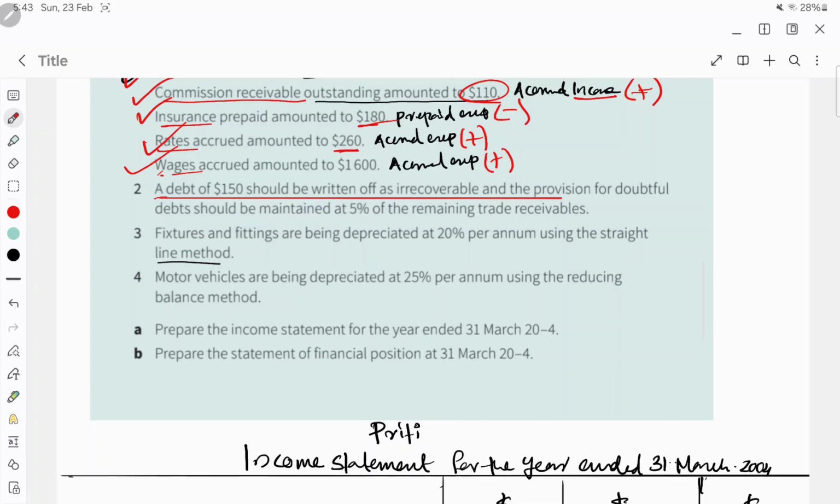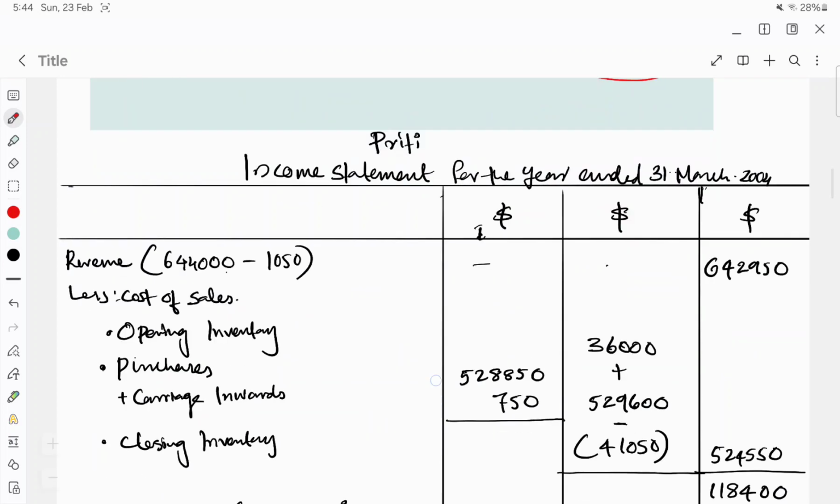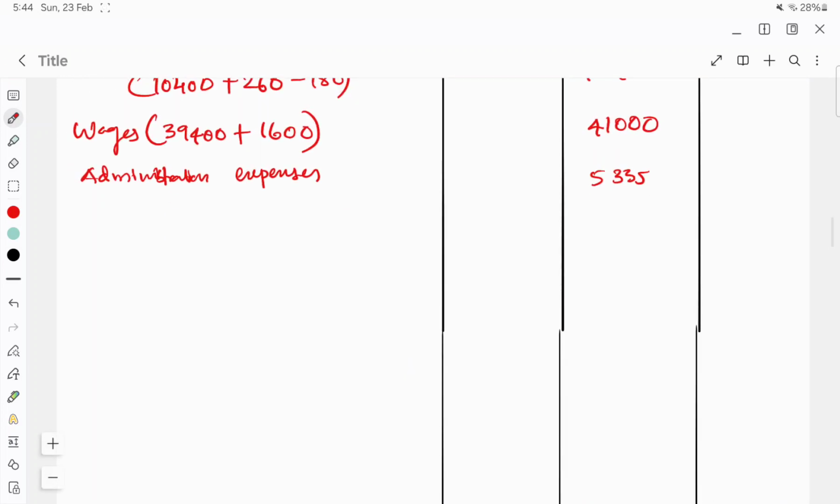So debt of 150 should be written off to the irrecoverable debt account. So the income statement account is debited, irrecoverable debt account is credited. That journal entry will be applicable here. So it will be in the debit side of the income statement, means expenses. That's why this is the transferring entry. So we have to write it as a new bad debt. It should be written off as irrecoverable debt. Irrecoverable debt 150, you can write it here. That is the new bad debt, a further bad debt we can say.